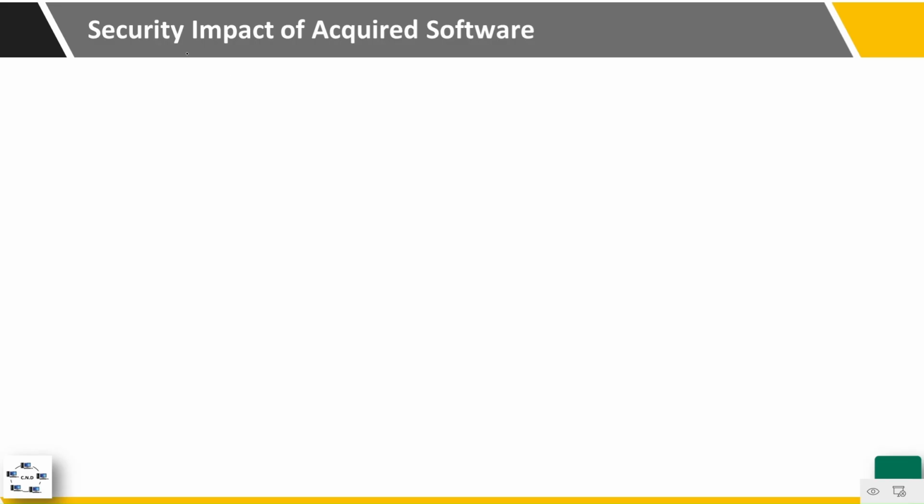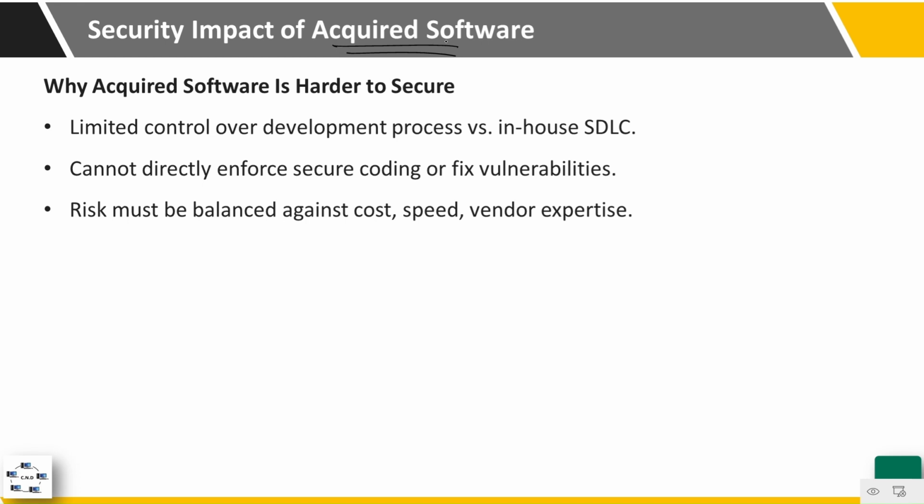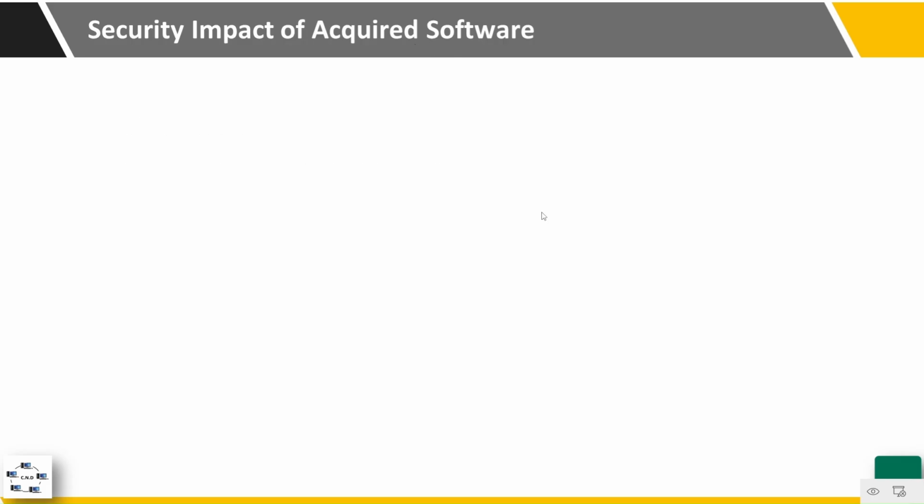So what is the security impact of acquired software? Another important topic. Why is acquired software harder to secure? It is because we have limited control over the development process, as opposed to in-house developed software through SDLC, and we cannot directly enforce secure coding or fix vulnerabilities. Therefore, risk must be balanced against the cost, speed, and vendor expertise.